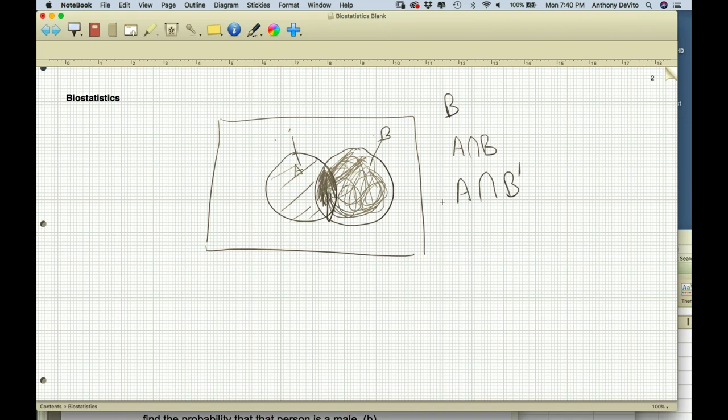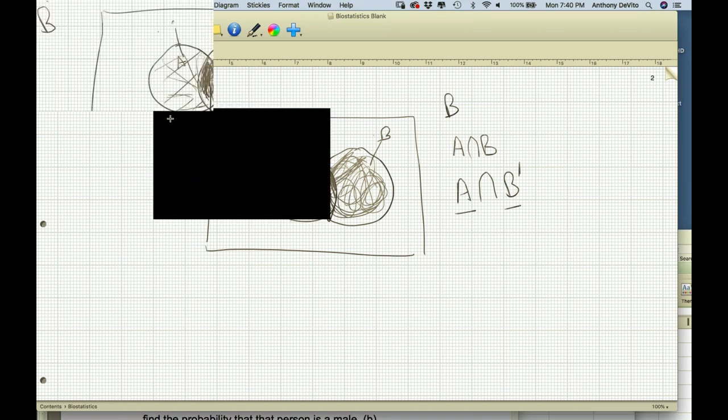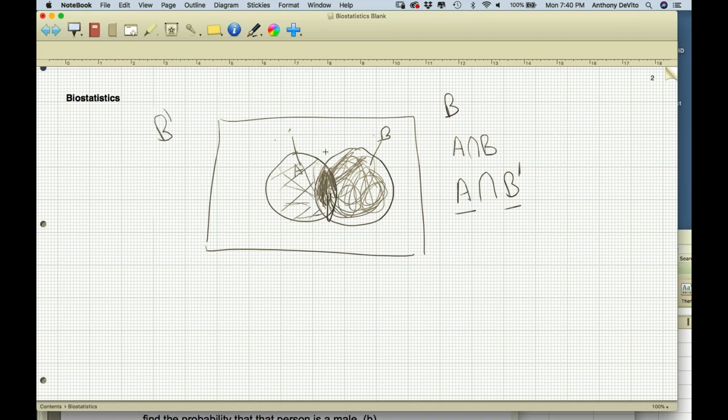Okay. So in other words, this represents the area which is A and not B at the same time. So that leaves this part out. So that means that only this part is included. So not B, that complement, doesn't include that. It's in any area that doesn't include that.